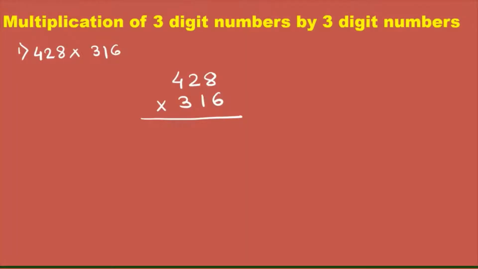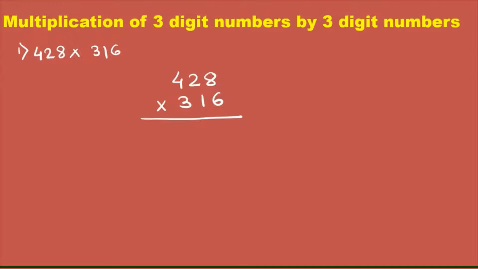Now we are ready to multiply. Now we are going to do 6 times 428. Then 10 times 428 and 300 times 428, and add all those up and we will get our final answer. And I said 10 because the 1 in 316 is in tens place, so it has a value of 10, and the 3 digit in 316 is in hundreds place, so it has a value of 300.